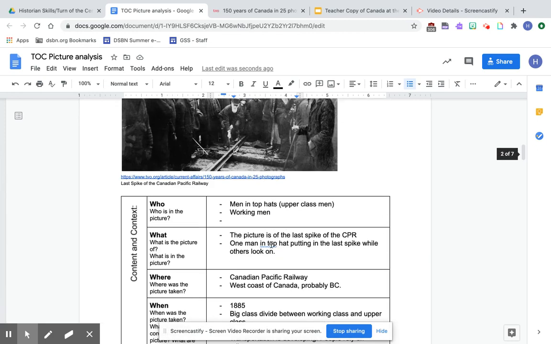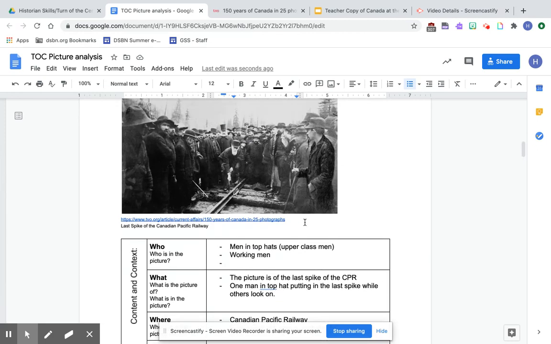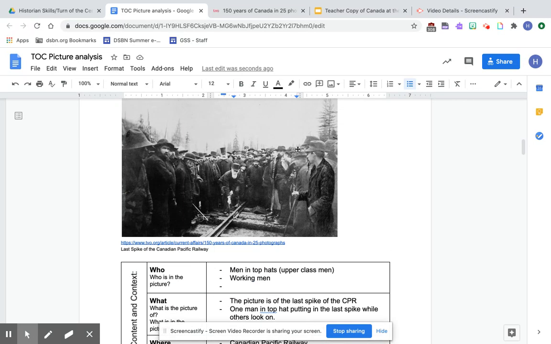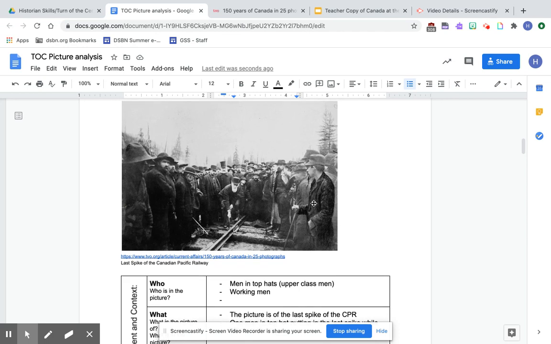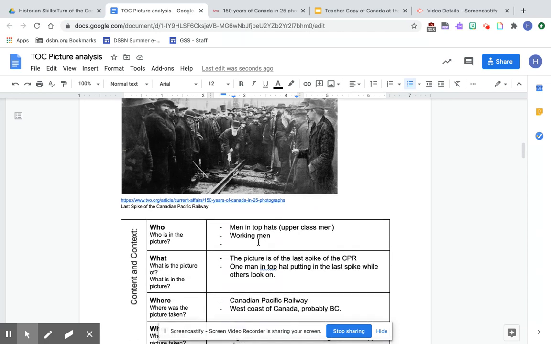Now, I'm going to raise a point that maybe you thought of, but you probably didn't notice. Who is not in this picture? Do you remember what we talked about when we talked about the turn of the century and the Chinese immigrants, and how Chinese immigrants were brought in to work on the Canadian Pacific Railway? There are no Chinese workers in this picture. Everyone is white. So even in who, I can add in who is not there. I can say no Chinese workers represented.